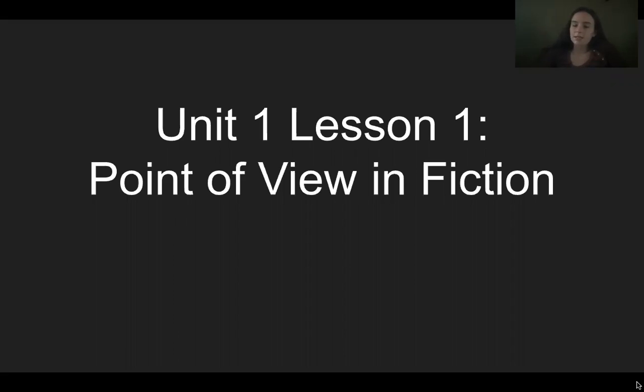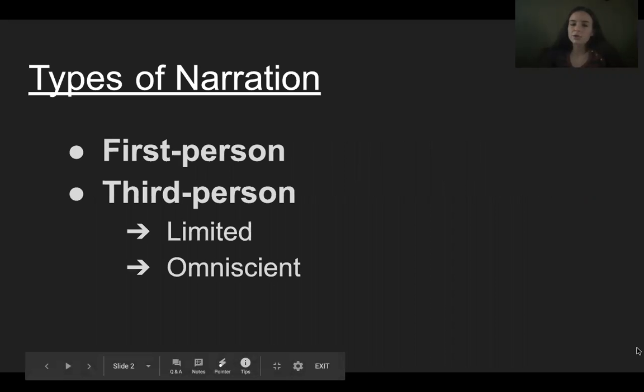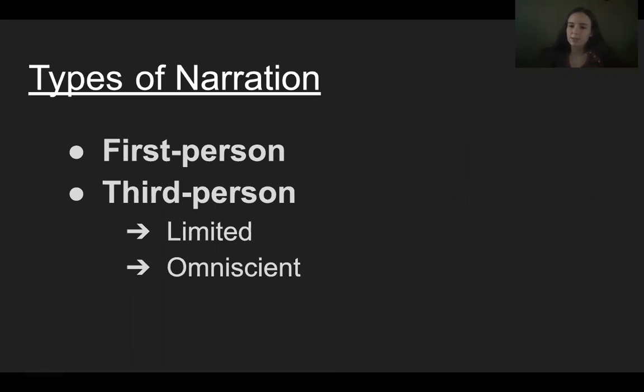Every story has a narrator, which is the voice that the story is being told from. So sometimes narrators can be a character, or sometimes it is just a general overarching description of the events that are happening. So there are two main types of narration, which are first-person narration and third-person narration. And within third person, there are some subcategories. So we're going to talk today about all of these different types of narration and how to identify them.